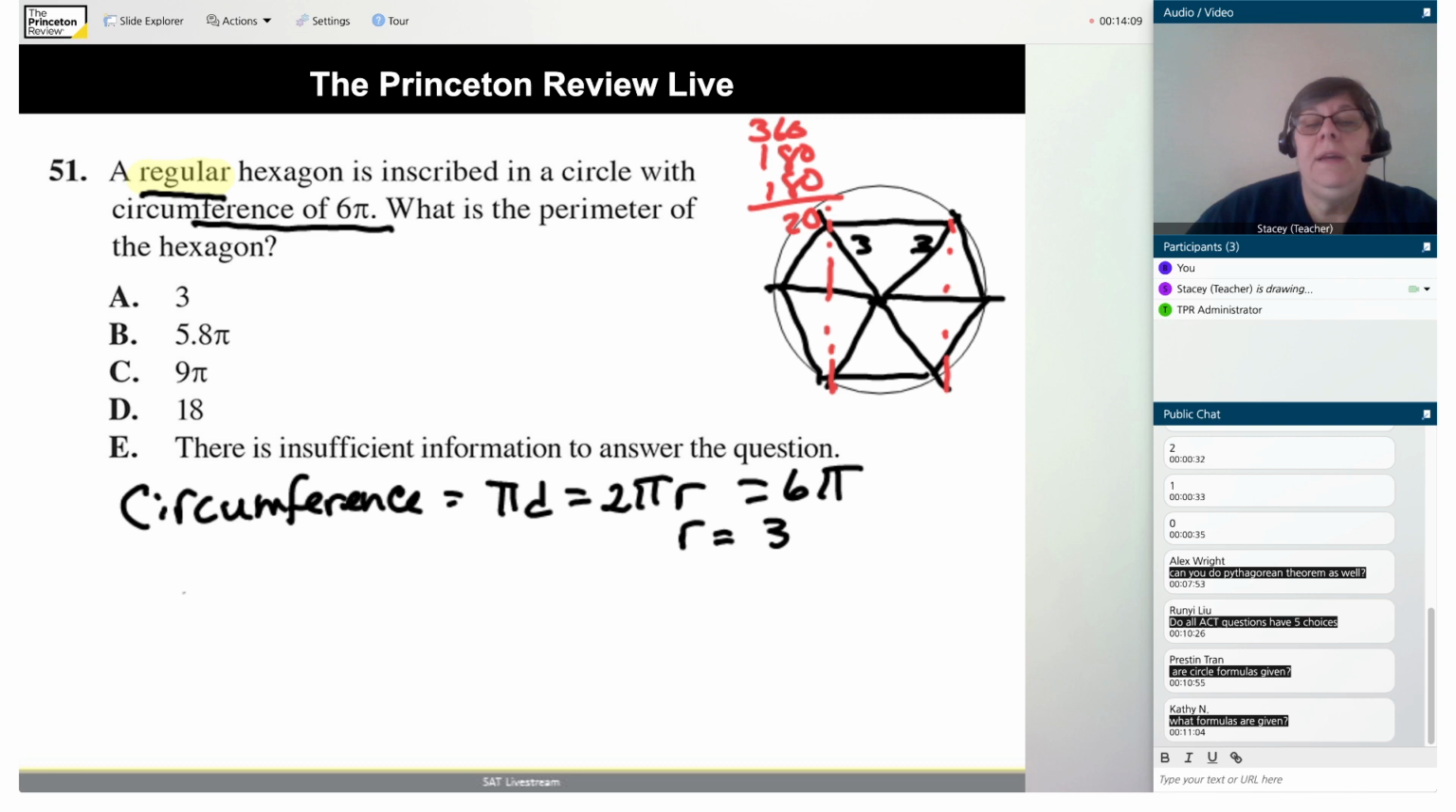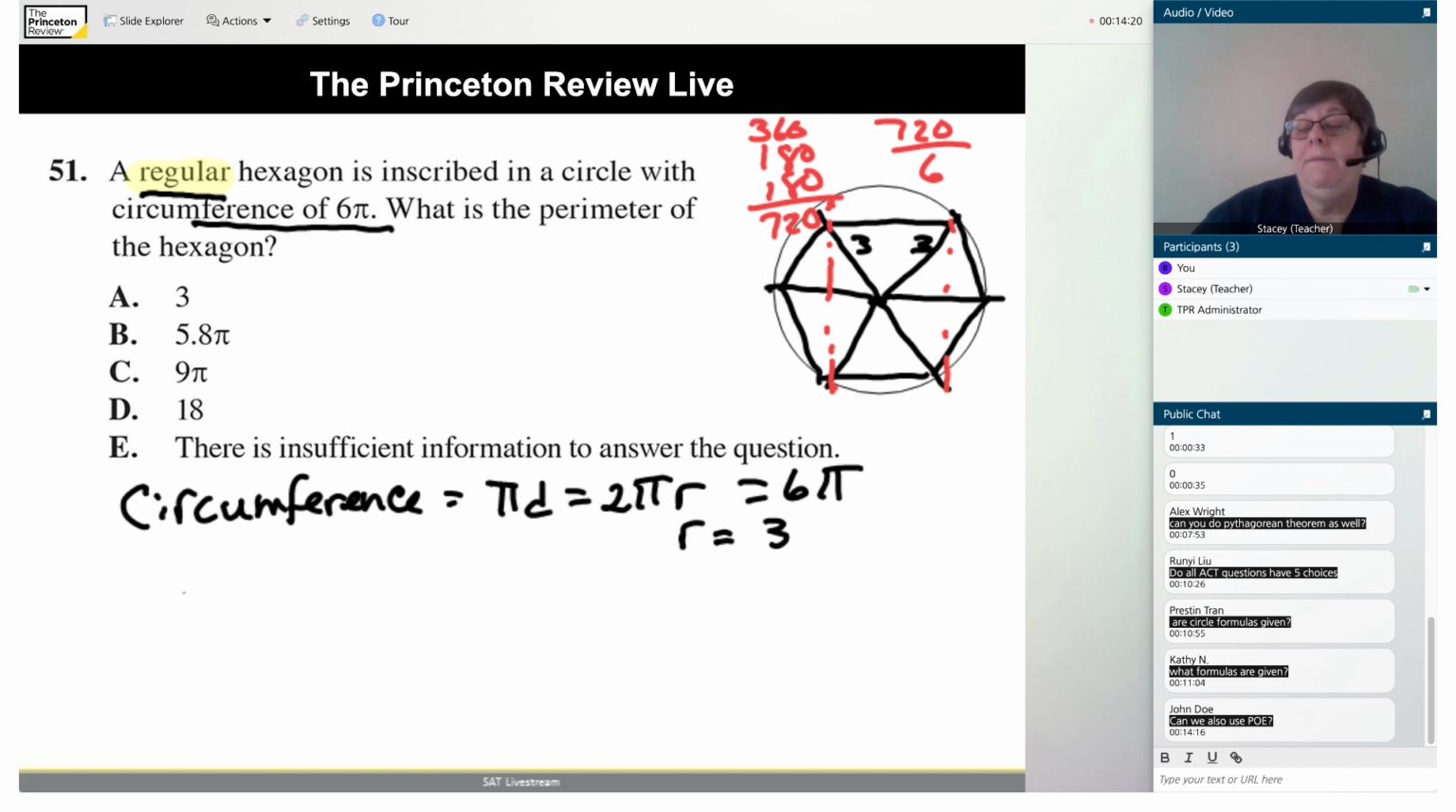Since it's regular, the 720 degrees divided by the 6 angles, absolutely can use POE, John. All right. So I got 120 degrees in each of my angles, and that's the whole angle here. John, it's a really good question because I want to come back later and talk about answer E. Because answer E is a bit of a trap answer, and my recommendation is basically be really careful with those kind of answers.